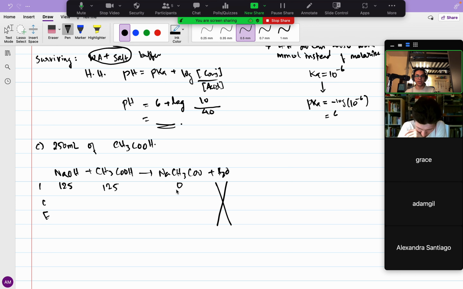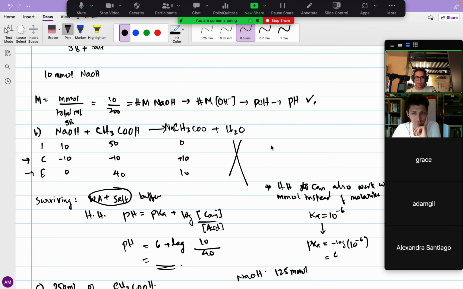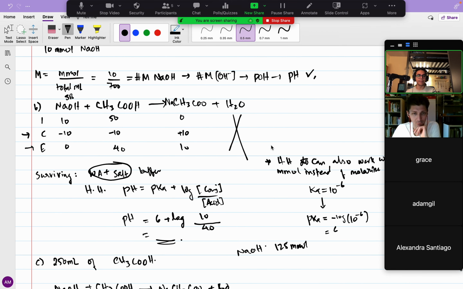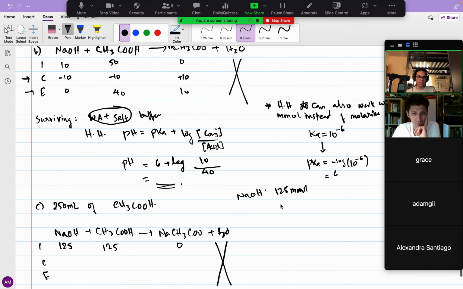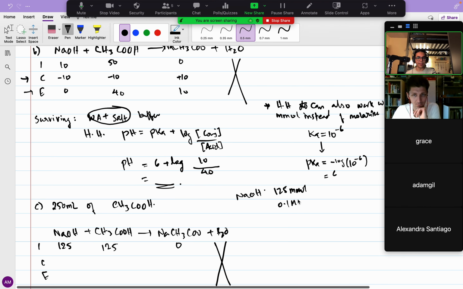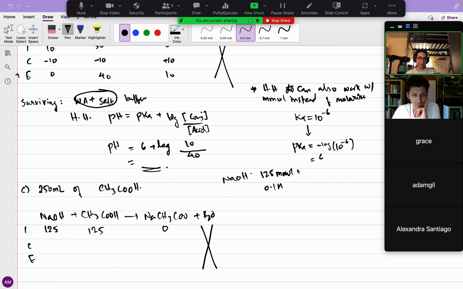Okay, and this is 0. Now we know what the millimoles of NaOH are, right? It's 125 millimoles. And what was the molarity of NaOH again? 0.1. Can we figure out the volume of NaOH using this information, which is missing in the question?